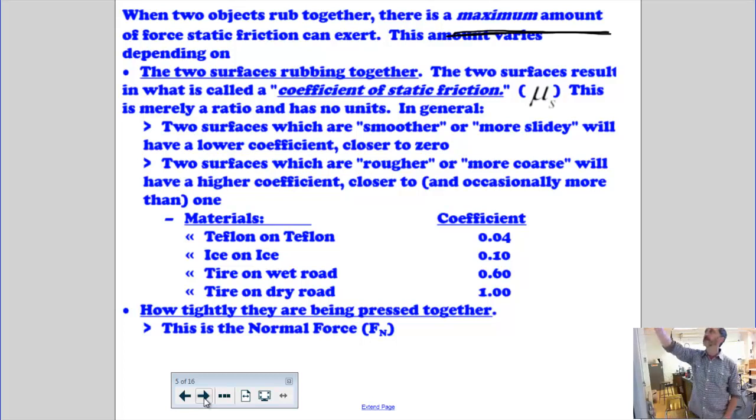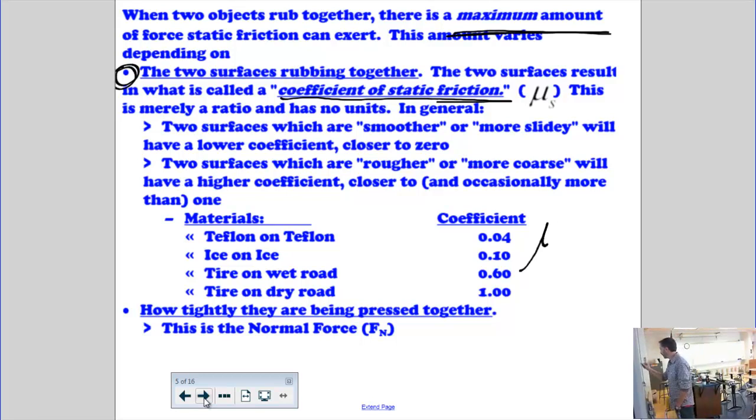And how much force friction can exert depends on a couple things. The first thing it depends on is the two surfaces that you've got rubbing together. The two surfaces result in what's called a coefficient of static friction, okay? The symbol we're going to use for it is the Greek letter mu. It's basically a lowercase letter u with a little tail on the front, and then we're going to use a lowercase letter s to indicate static.